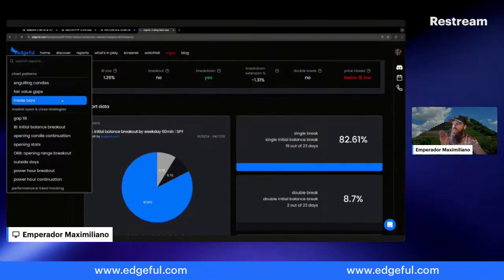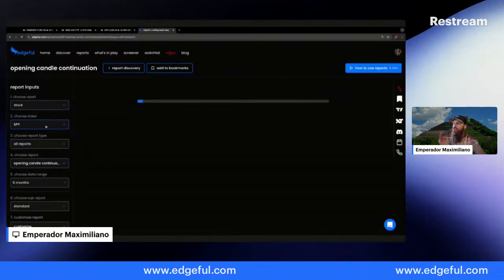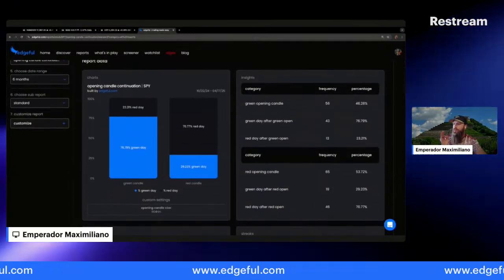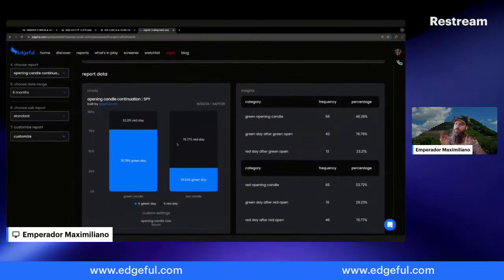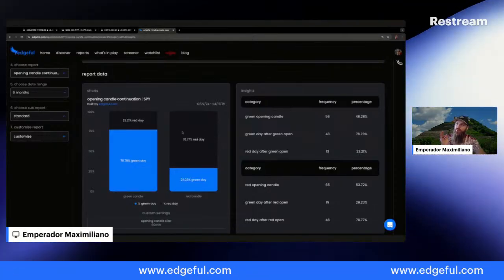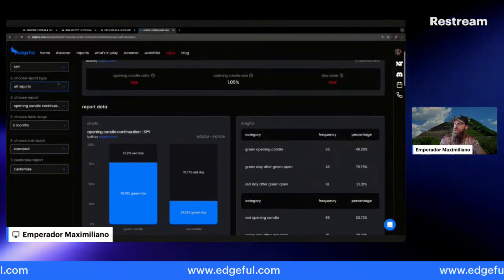There's one more piece of data that I want you guys to look at when you look at the first hour: opening candle continuation. Let me make sure I am on 60 minutes. If the first hour of the market is red, there is a 70% chance you're going to have a red day on SPY. Let me throw up the same stats for QQQ.